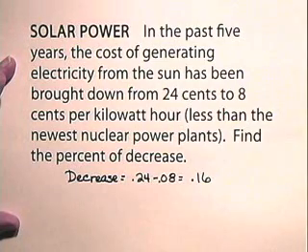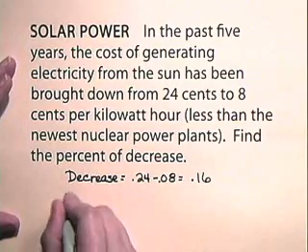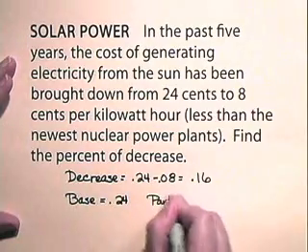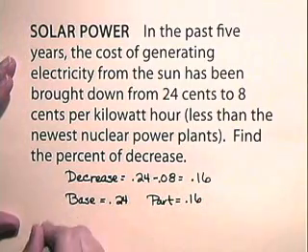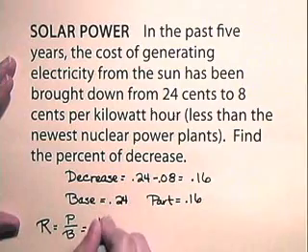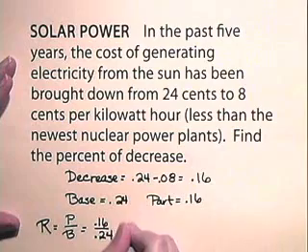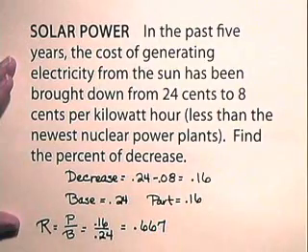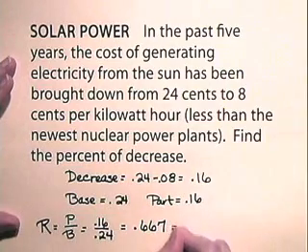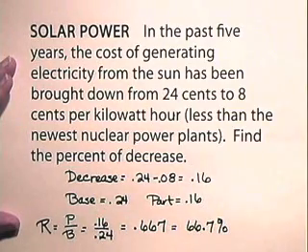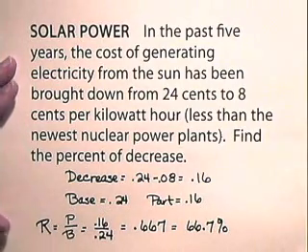The base, of course, is our starting point. So the base is 24 cents. The part is 16 cents. The rate is always equal to part divided by base, which will be 16 cents divided by 24 cents, such that when we divide that, we get 0.667 if we're going to round to the nearest tenth of a percent. Writing it as a percent, we'll have 66.7%. So the percent of decrease in the cost of generating electricity from the sun has been 66.7%.